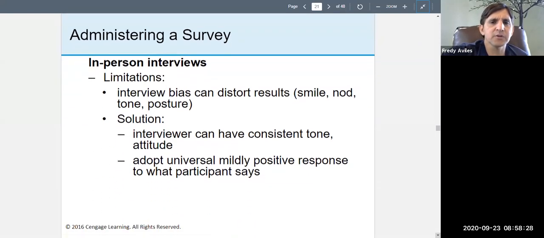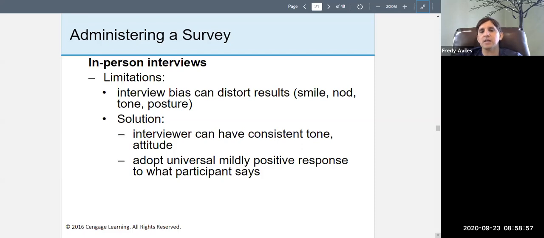More about in-person interviews. There are problems with that. There's always, no method is perfect, okay? There's limitations. Interviewer bias can distort results, especially when you're interviewing someone. It can be very obvious that you're biased, okay? It's kind of hard to hide your bias when it comes to certain things. And when you're talking to them one-on-one, it can be very obvious when you smile, when you nod, right? Your tone, your posture actually reveals how you feel about things.